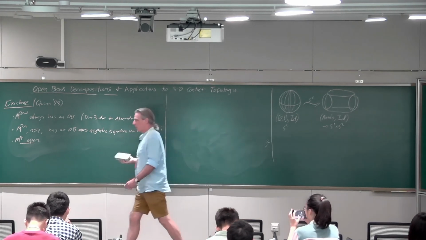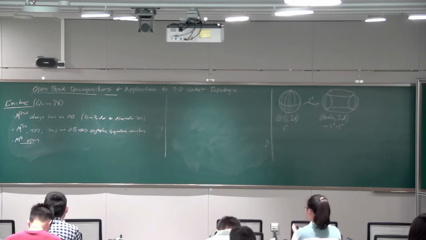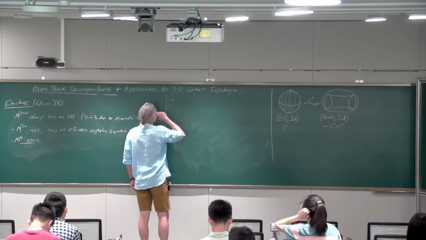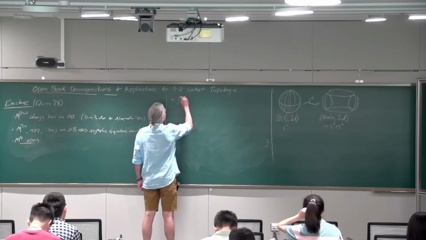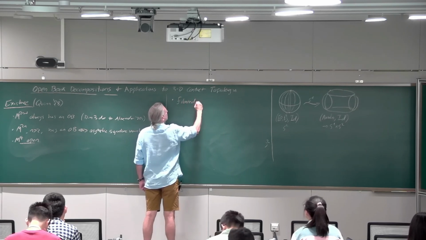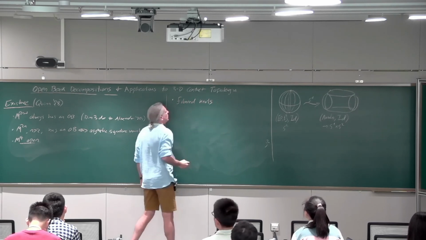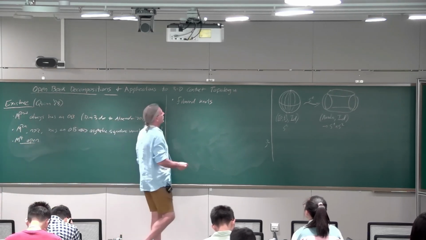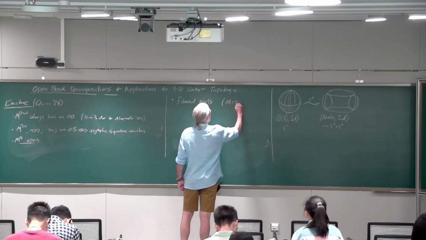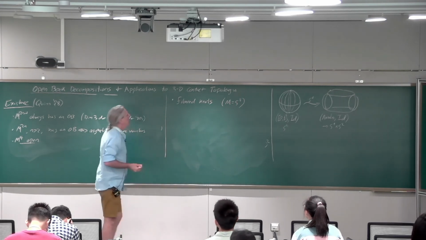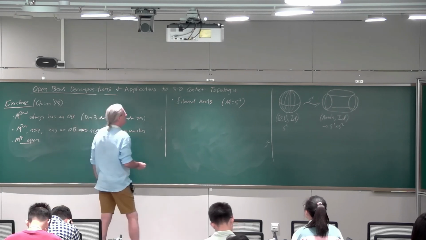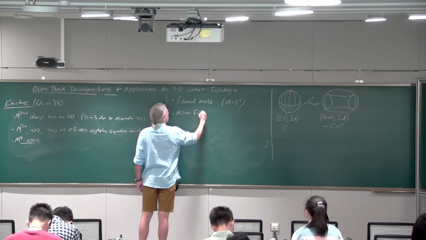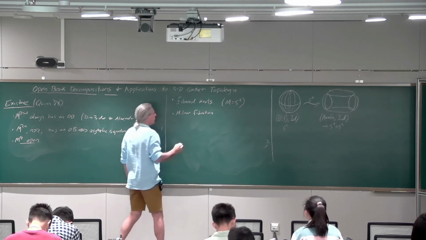So open books show up all over the place. I thought I would highlight a few places where you might have seen them in other contexts. Of course, fibered knots, a fairly commonly studied thing in low-dimensional topology. This is just the case that M is S^3. They also show up in the context of Milnor fibers, which you might be more familiar with.